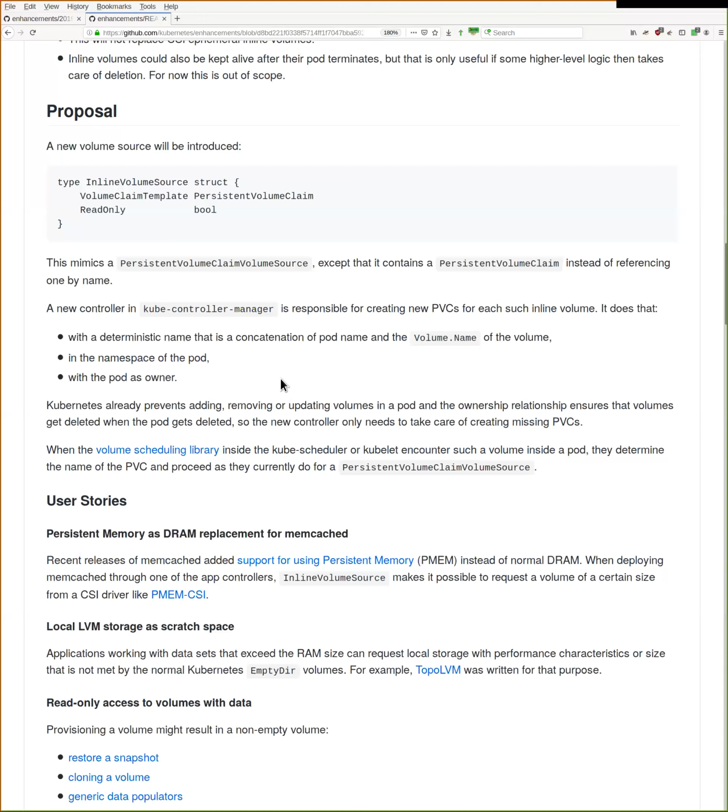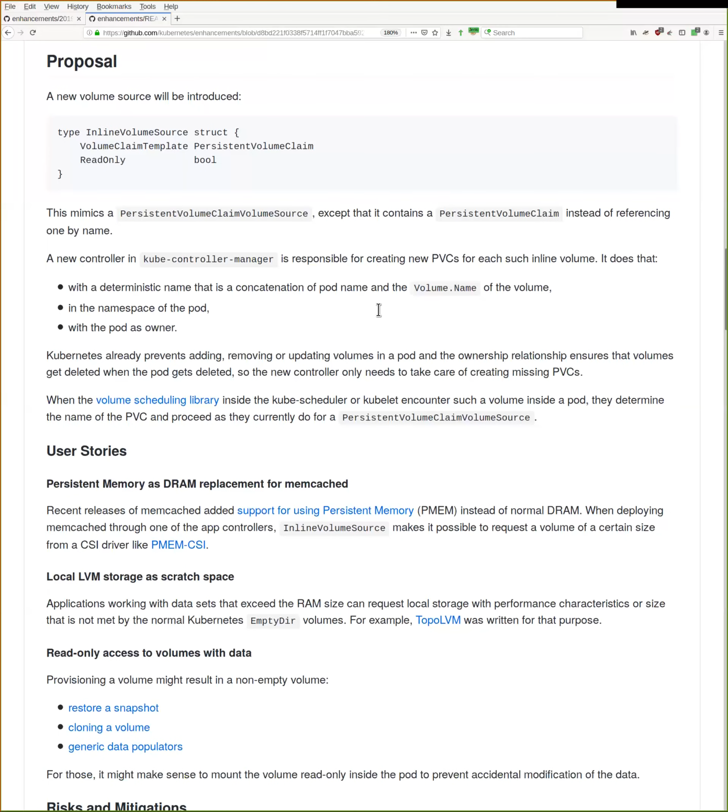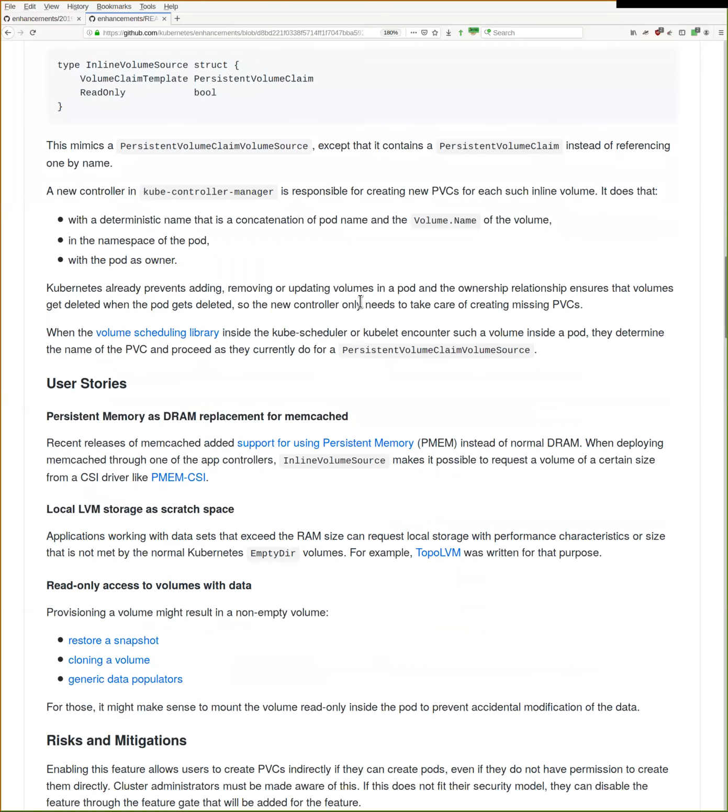So, yeah. That's what I like about this approach. All of the other things that you may want to do with inline volumes suddenly become very easy to do because we do have the PVC object as something to hang them on.